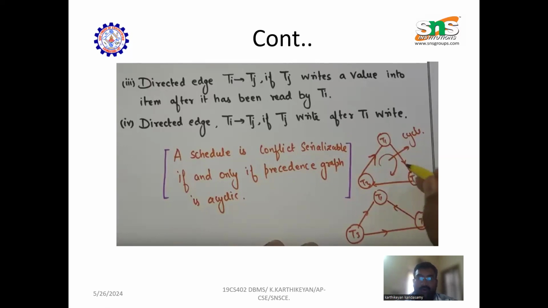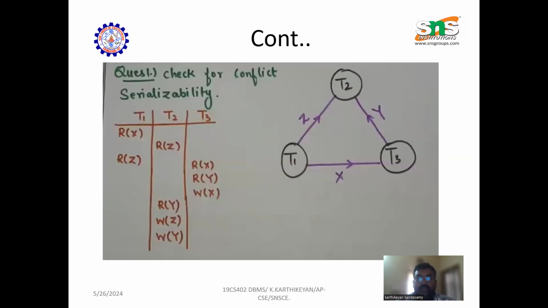So you can follow the process, modify the data and execute again. This is one example. Check for conflict serializability: T1, T2, T3. In T1: R of X, R of X, R of Z. In T2: R of Z, R of Y, W of Z, W of Y. And in T3: R of X, R of Y, W of X.